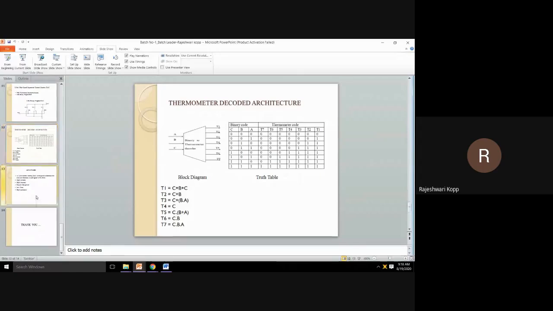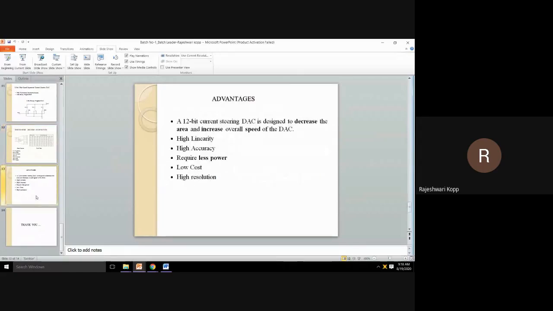Now the advantages of the DAC, that is the 12-bit highly segmented current steering DAC which we have designed, is that it decreases the area and increases the overall speed because we have used a small number of unit current cells. High linearity will be produced as the unit current cells are joined accordingly. The thermometer decoder is used for the MSBs, and binary weighted is used for the LSBs. This binary weighted architecture is so simple and fast, hence it is very easy to use.